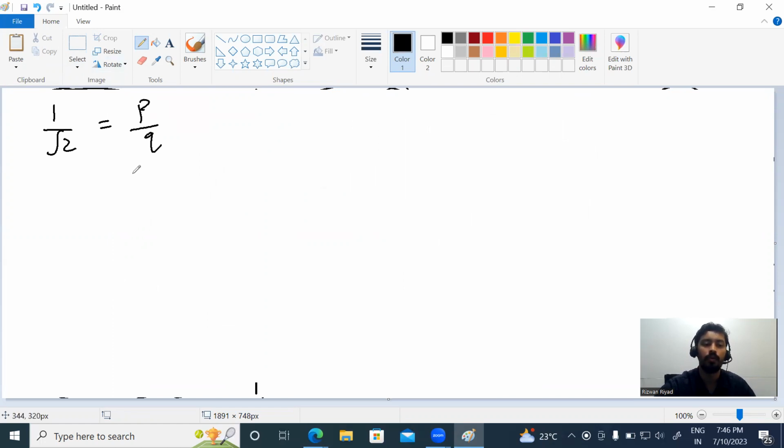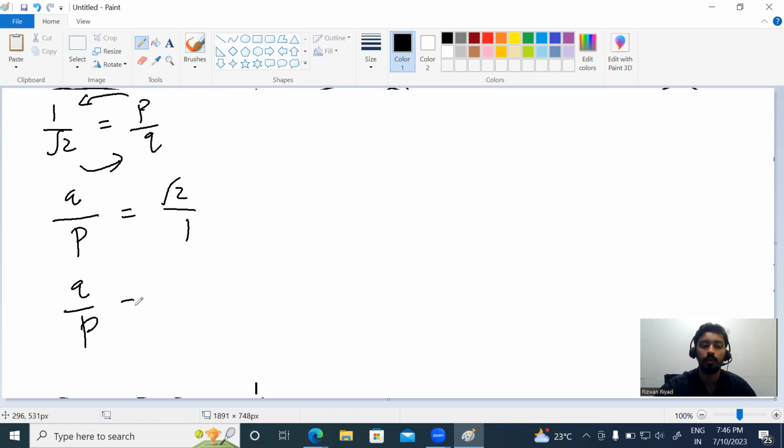Now take this P by Q to the left side and 1 by root 2 to the right side. So what will happen? P by Q becomes Q by P. This will happen if you take a rational number from one side of the equation to the other side. It becomes the reciprocal. Similarly, 1 by root 2 becomes root 2 by 1. Numerator becomes denominator and denominator becomes numerator. This will happen if you take anything from right to left or left to right. So Q by P equals root 2 by 1, and 1 means root 2 only.